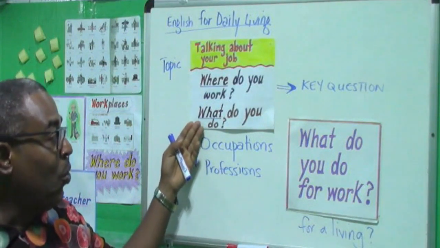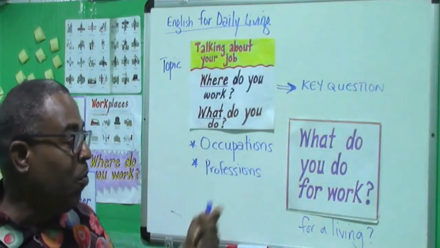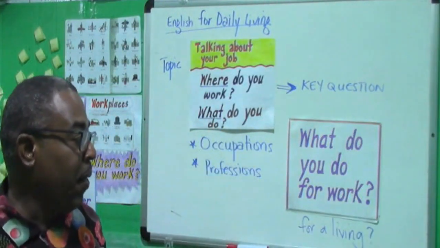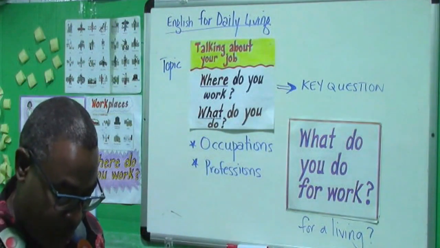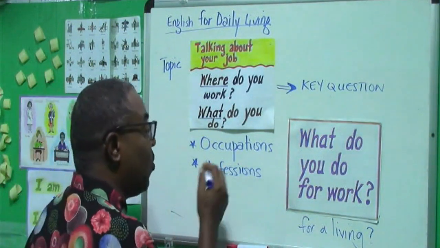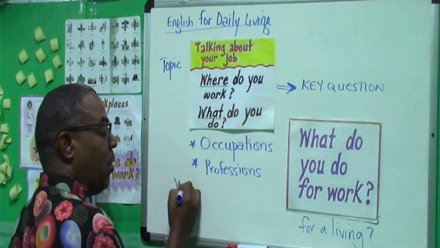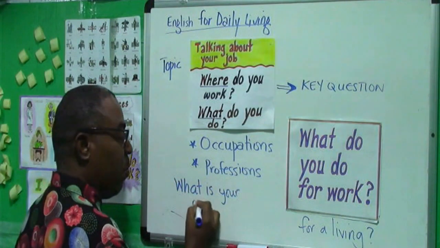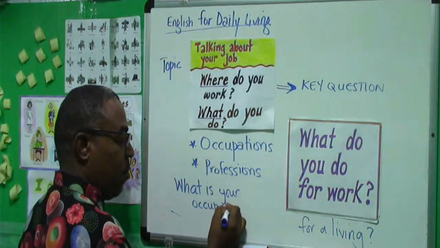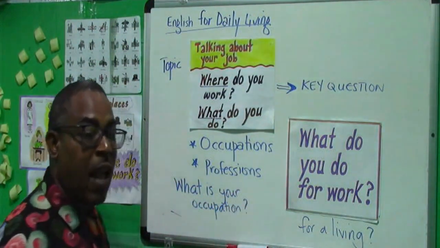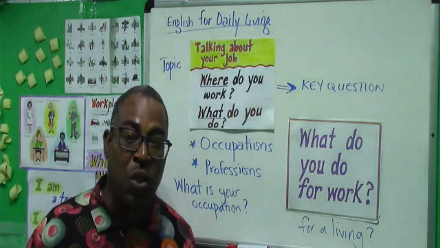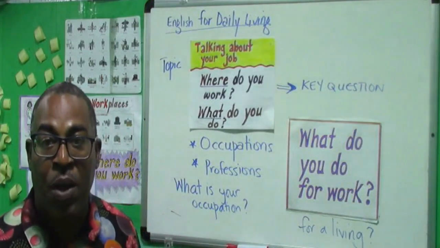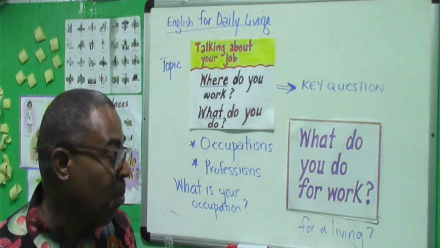What do you do? Where do you work? What do you do for work? Here we have work in here. And what do you do for a living? Some may ask, what is your occupation? These are the questions that we use in order to find out information about a person's job when we talk about the job.